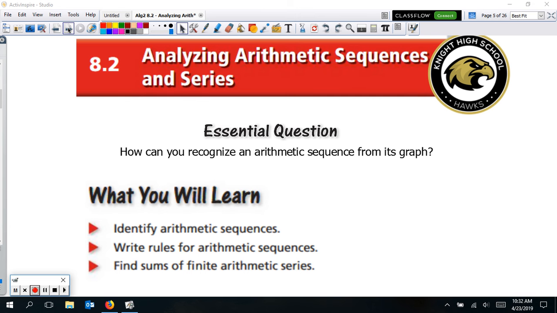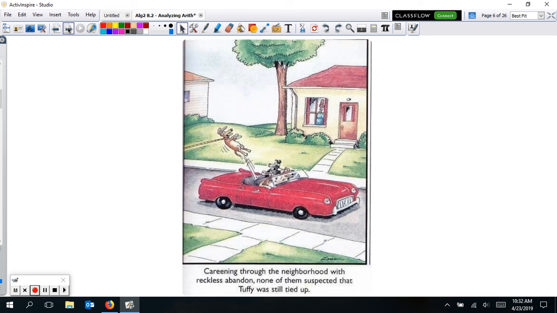Far Side again here. It says, careening through the neighborhood with reckless abandon, none of them suspected that Tuffy was still tied up. You could just hear the dogs joyriding through the neighborhood. All right.